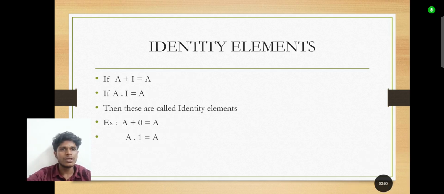In Boolean algebra, the identity law states what happens when a variable is combined with an identity element. If a plus I equals a, and a into I equals a, then these are called identity elements. Let us consider an example. If we take a plus 0 equals a, and a into 1 equals a, these are called identity elements.